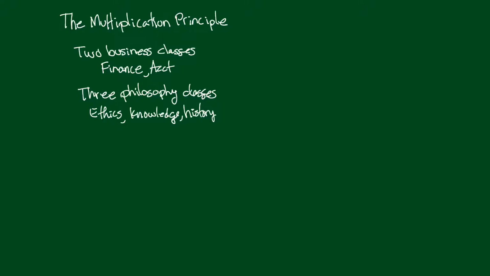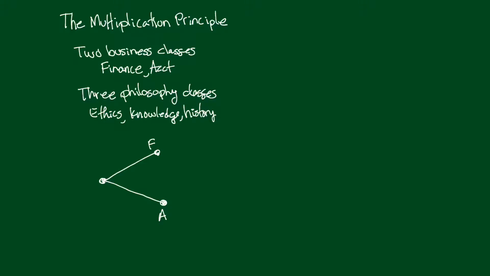So here's how I'm going to think about this. I'm going to start here. This is called a tree diagram. I'll start here, and my tree is going to go out to the right with the branches. Now I'm just selecting classes, so it doesn't matter in which order I take them. But suppose I'm going to choose the business classes first. So I've got two choices here, two ways to make this decision. I could take the finance class, or I could take the accounting class.